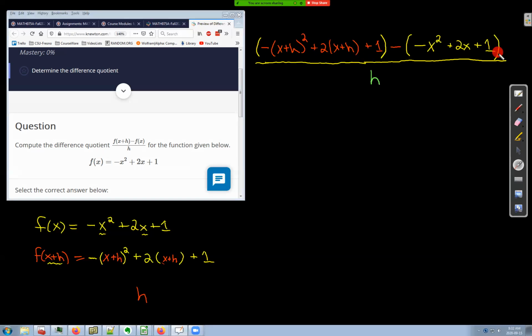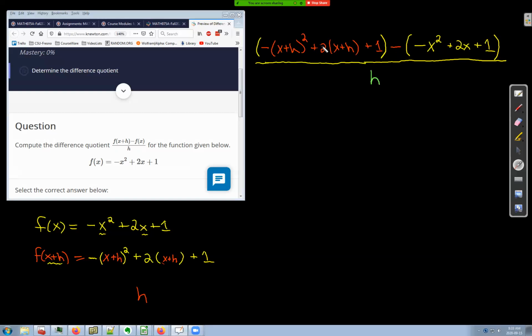But then the second batch of parentheses is very important. If you leave out these parentheses, you'll get the wrong answer because mathematically these parentheses are doing something. Okay, all right, I hope that made sense. And now, because we're still not done yet, but we're getting closer, what we just have to do is simplify this.